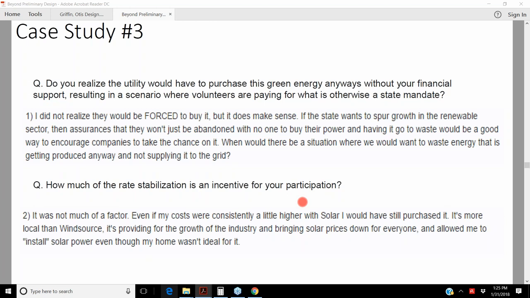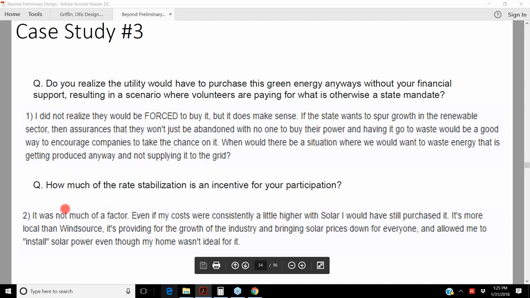So often you'll say, well, you get to control your electric rate and know what it is. He says, well, I didn't really care about that. Even if my costs are a little bit higher, what I want to do is provide industry growth, bring solar prices down, and allow me to feel like I'm installing solar, even though my home's not ideal for it.